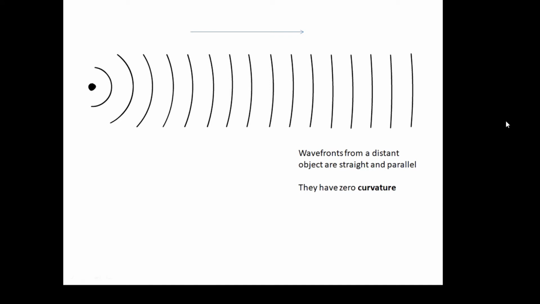Now a point source produces circular wavefronts, but as we move away, notice that they get more and more parallel. So wavefronts from a distant object are straight and parallel. We say they have zero curvature or curviness, but we call it curvature. They have zero curvature if they are straight.